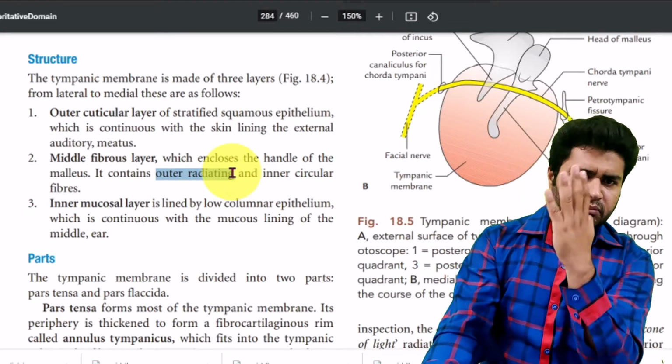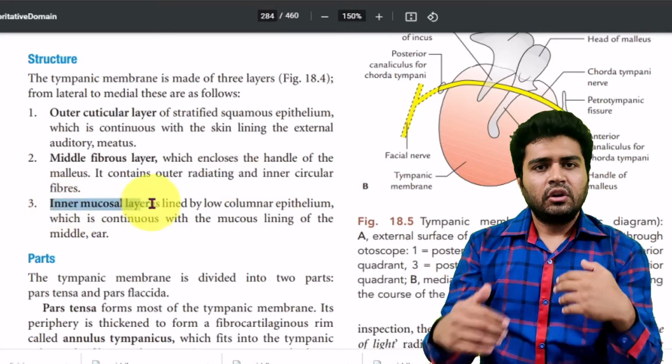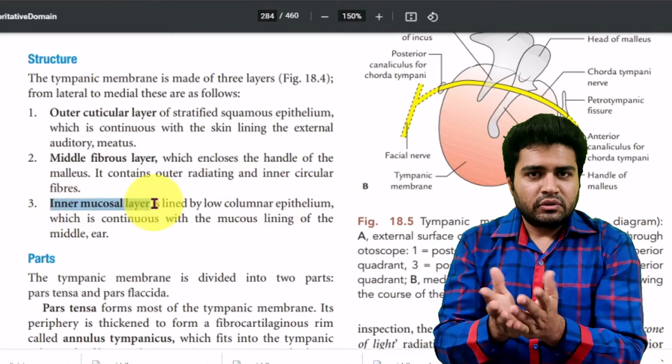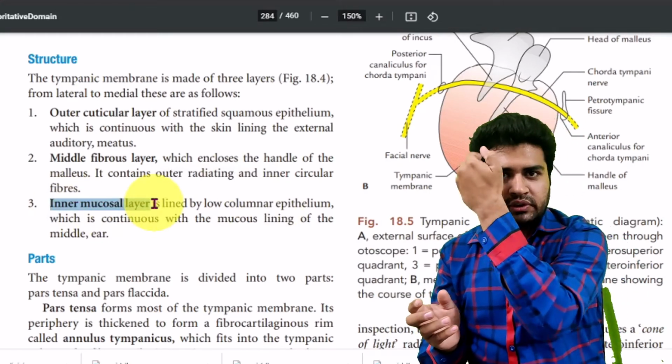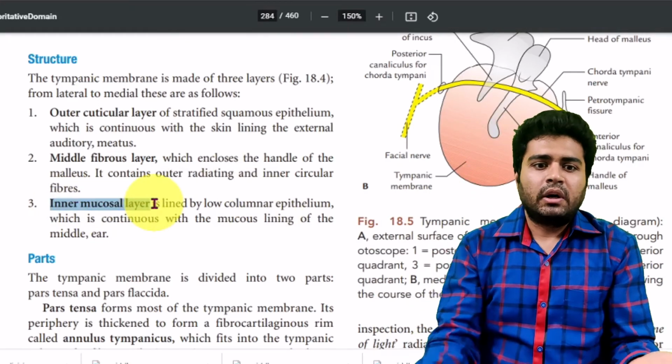And what is the innermost layer? The innermost layer is also known as the mucous layer. Why is it known as the mucous layer? Because the middle ear mucosa is continuous with the inner part of the tympanic membrane.